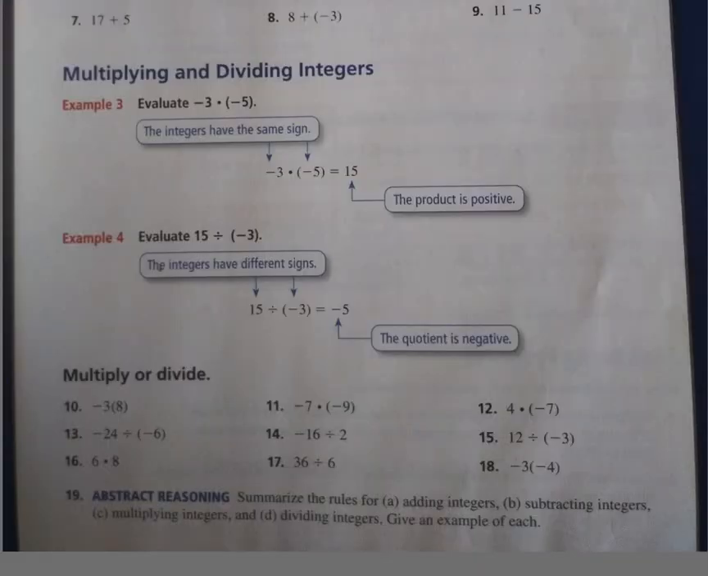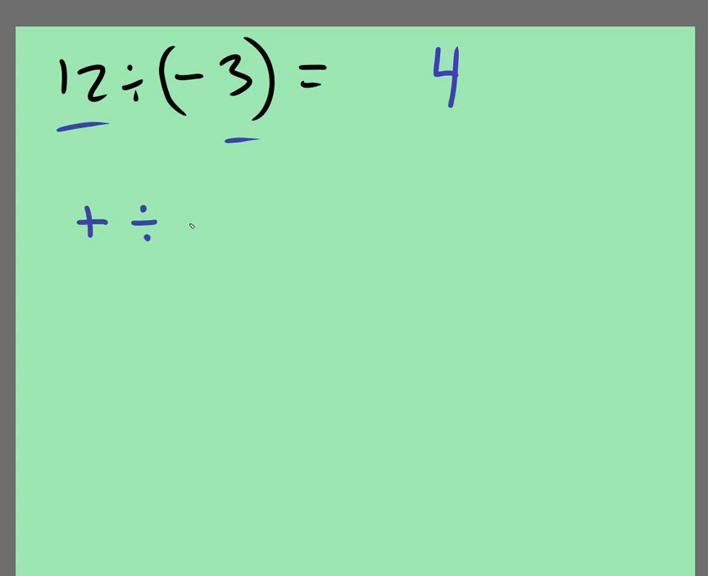All right, next one is 12 divided by negative 3. So again, we're going to do the numbers first. 12 divided by 3 is 4. But because this is a positive divided by a negative, we know we're going to have a negative answer. Okay, there's nothing to cancel out the negative, so it's got to follow through. Negative 4.